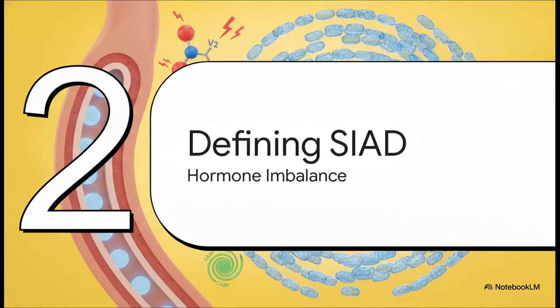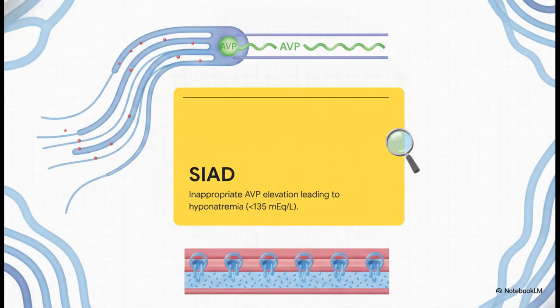Section 2. Defining inappropriate antidiuresis. So, what happens when it breaks? Well, what happens when that careful calibration is completely lost? That brings us to the formal definition of the Syndrome of Inappropriate Antidiuresis, or SIAD. At its absolute core, it's the inappropriate elevation of AVP.